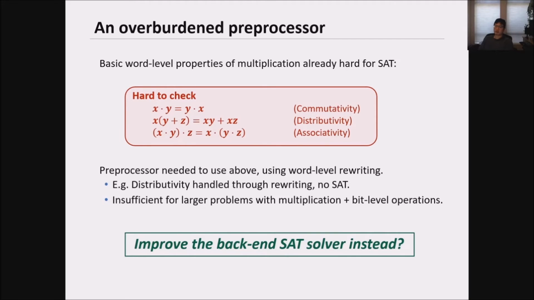So, can we improve on the back-end SAT solver? To answer this, we need to look more closely at the limits of SAT-based reasoning. We're going to explore this idea by taking a proof complexity theoretic perspective.